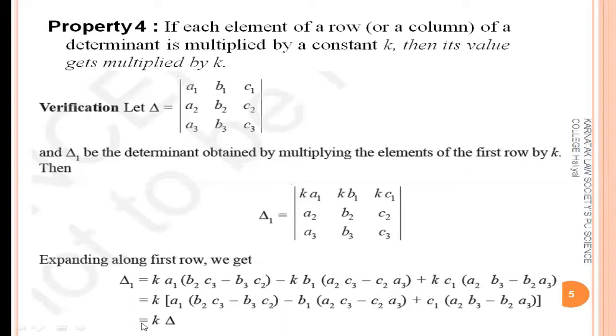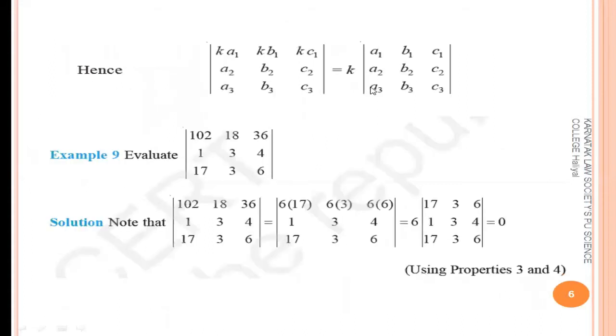So whenever you multiply any row or any column by a constant factor, the determinant value is also multiplied by that constant, and you can take out k as a common factor also. Similarly here, if your first row is multiplied by k, we can take out k as a common factor. In this way we will prove this one.